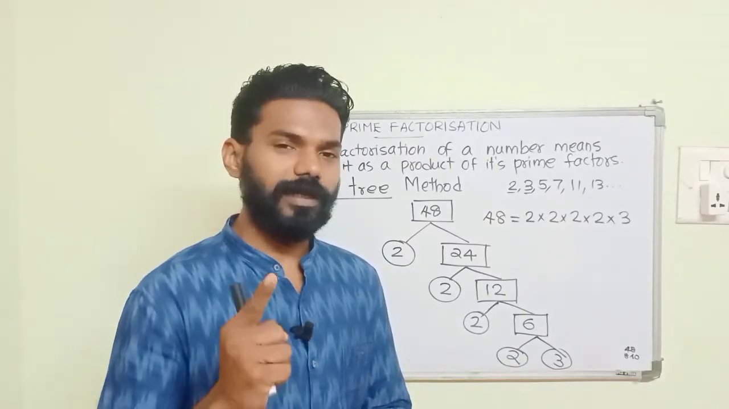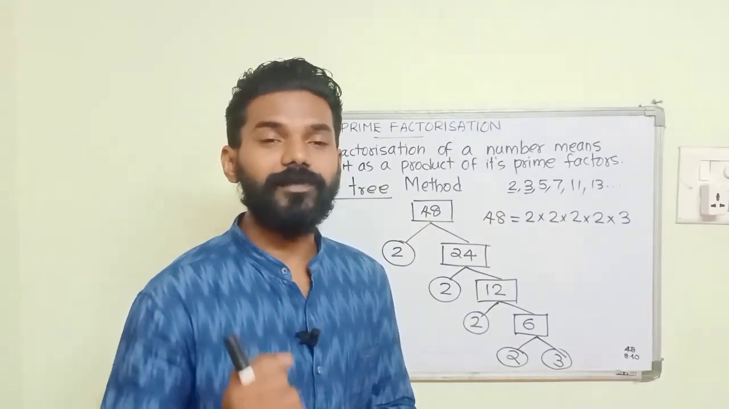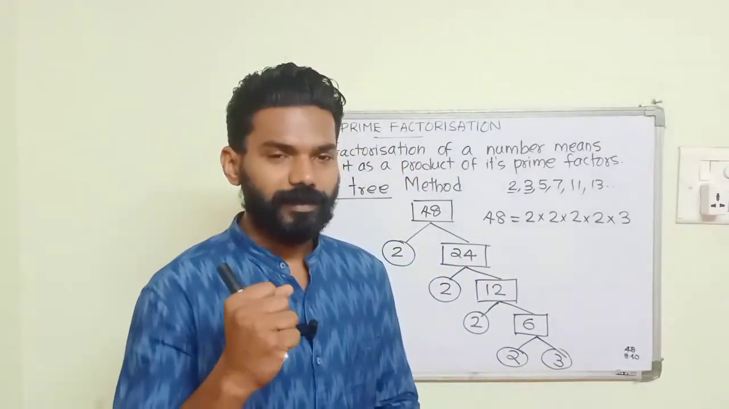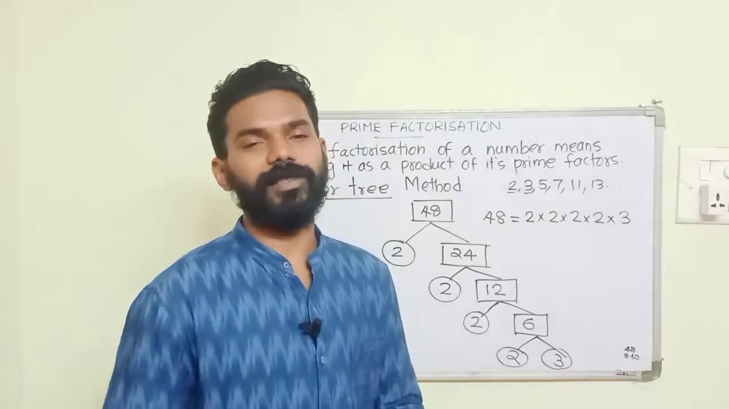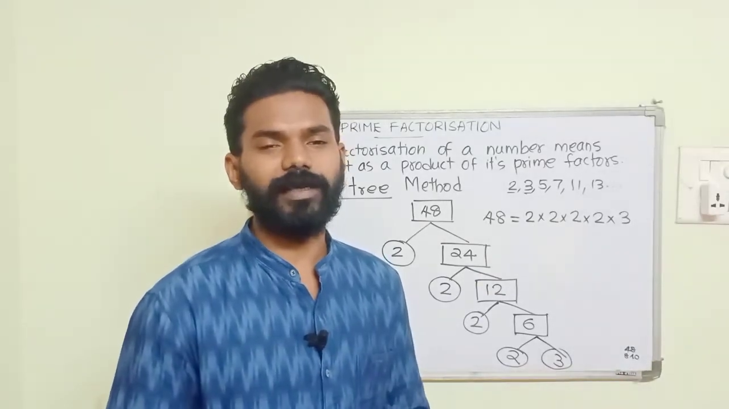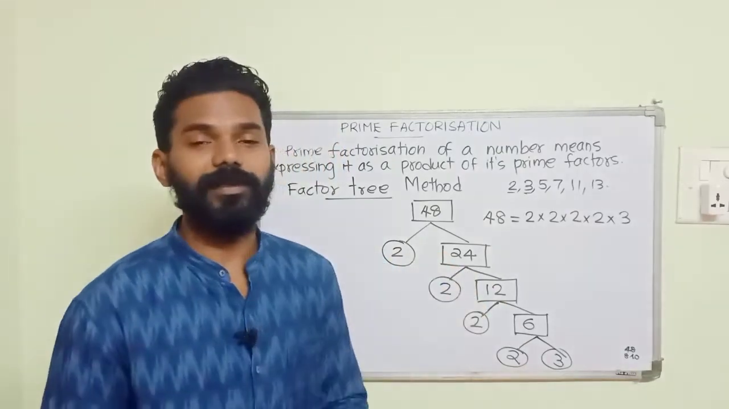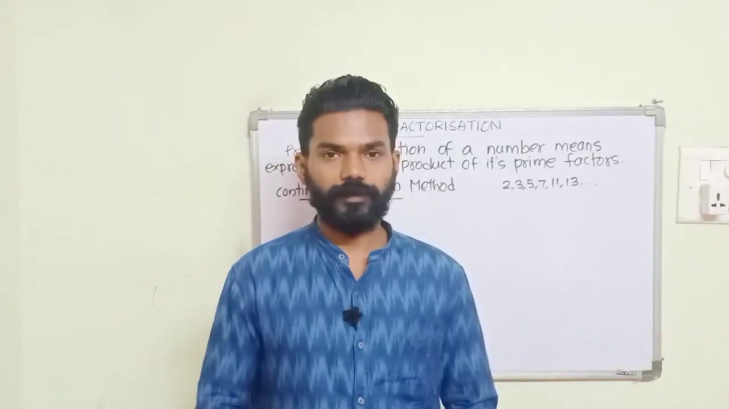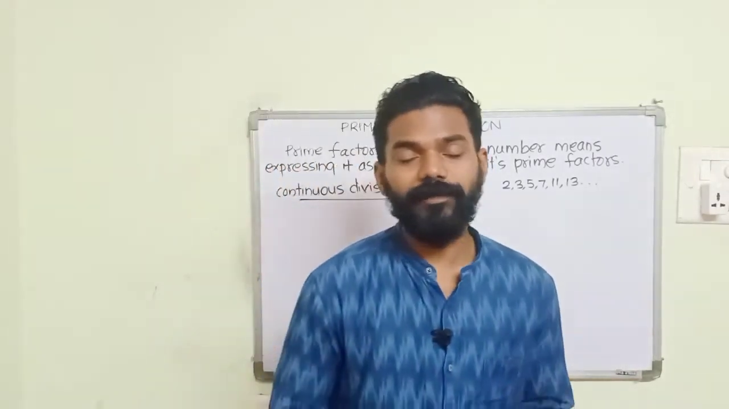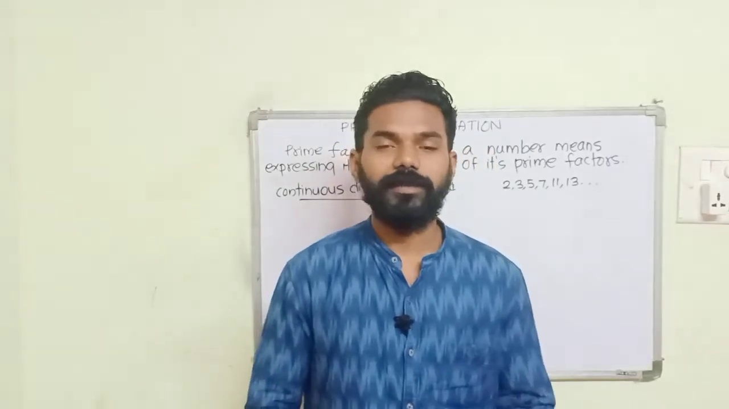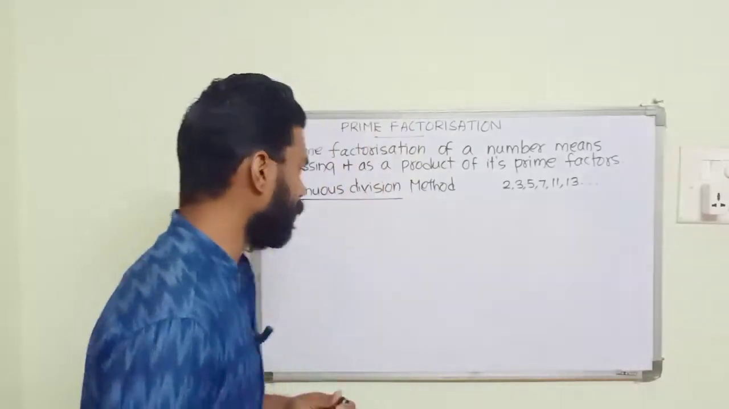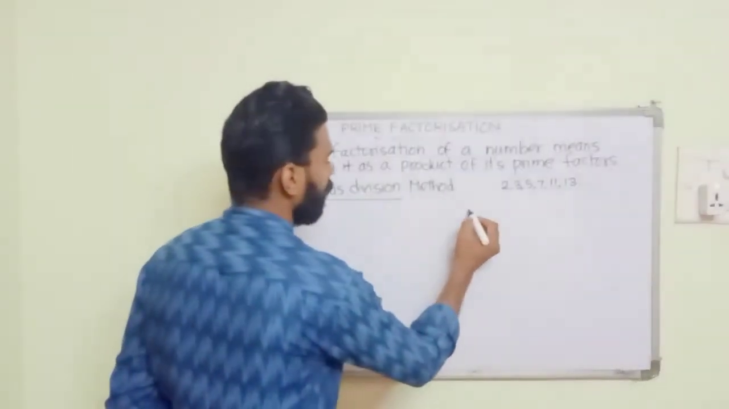Now I told you there is one more method by which we can find the prime factorization, and it is known as the continuous division method. So let's take an example and do the prime factorization using the continuous division method. Just listen, all of you. Suppose we got the number 840.